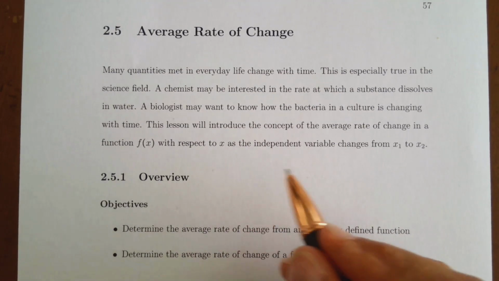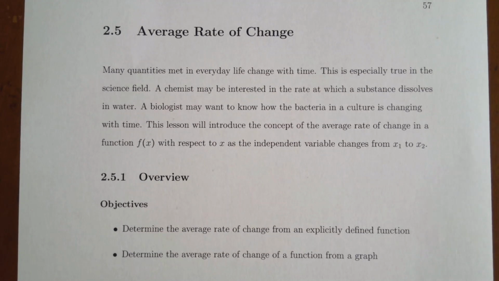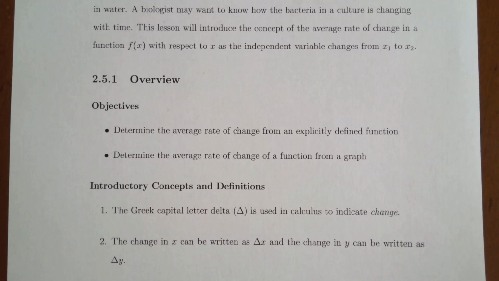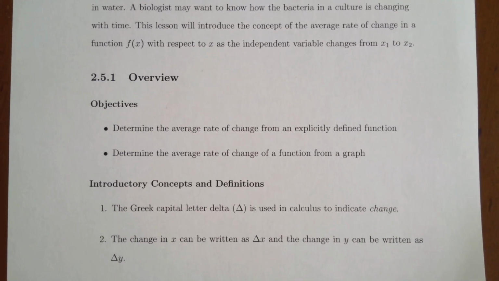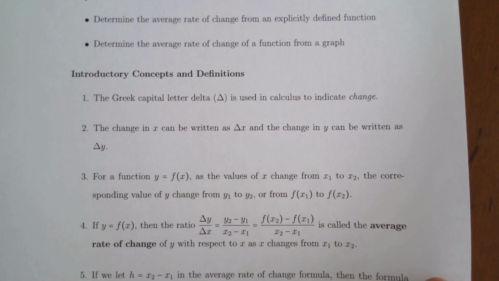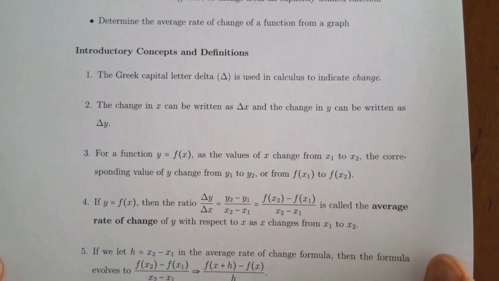Okay, so a rate of change. You've actually done this quite a bit in your algebra careers. You may not have called it average rate of change, but most of you know what this is. So what we're going to do today is determine the average rate of change from an explicitly defined function. And then we're going to determine the average rate of change of a function from a graph. Okay, so we're going to do the graphs, we're going to look at functions. So typically that's what we do in here, is be able to look at it in both forms. All right, so let's look at our functions or concepts and definitions for today.